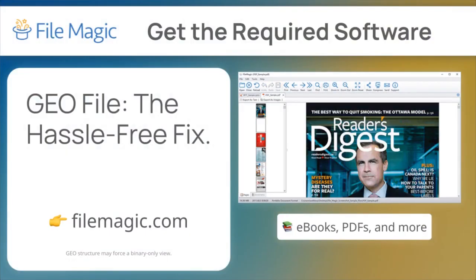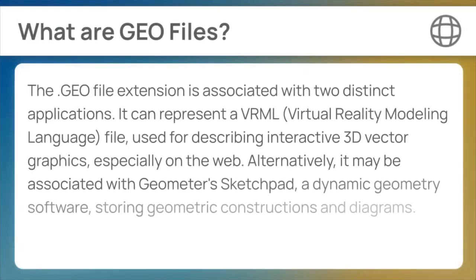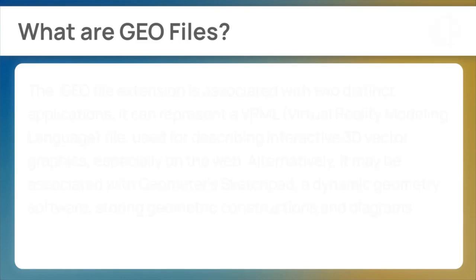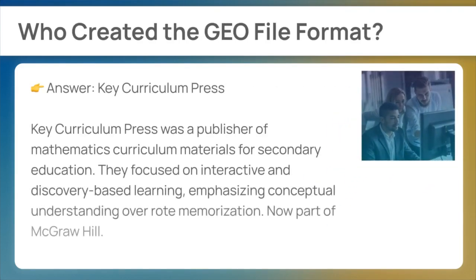The .GEO file extension is associated with two distinct applications. It can represent a VRML, virtual reality modeling language, file used for describing interactive 3D vector graphics, especially on the web. Alternatively, it may be associated with Geometer's Sketchpad, a dynamic geometry software storing geometric constructions and diagrams.